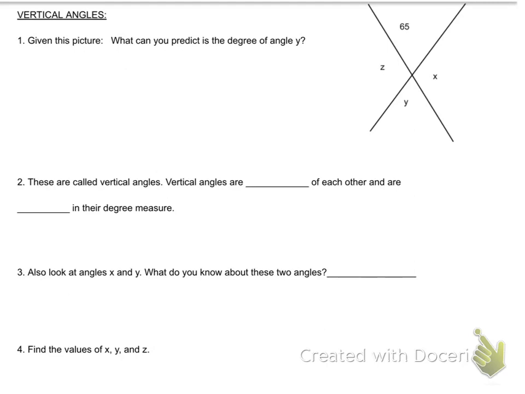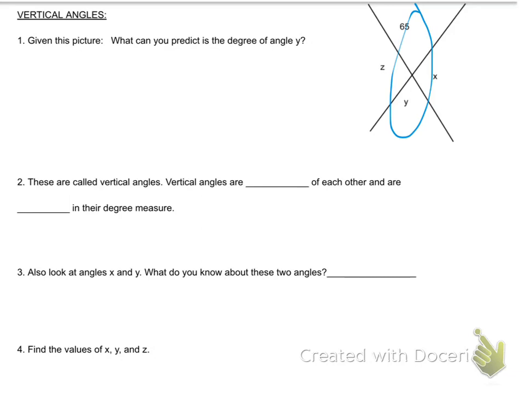65. Why would you assume that they're 65? Or why are you predicting that? 65 right across from y. It's right across from y. Vertical angles, guys, those are called vertical angles. So 65 and y are called vertical angles. And yes, it is 65 degrees.